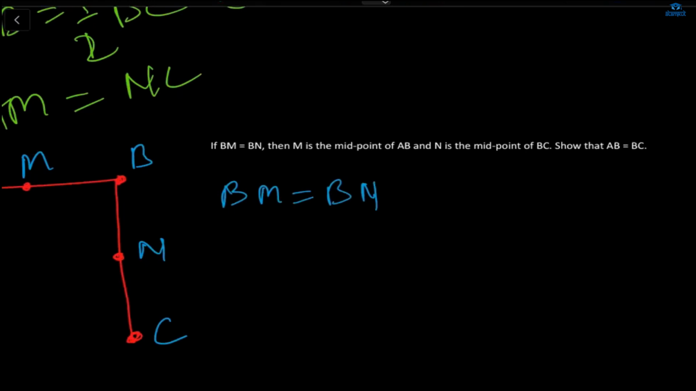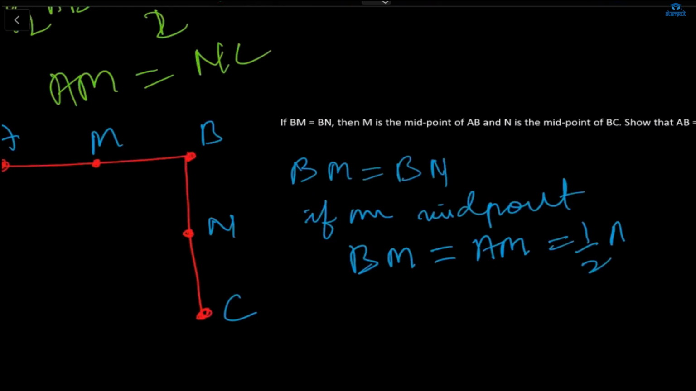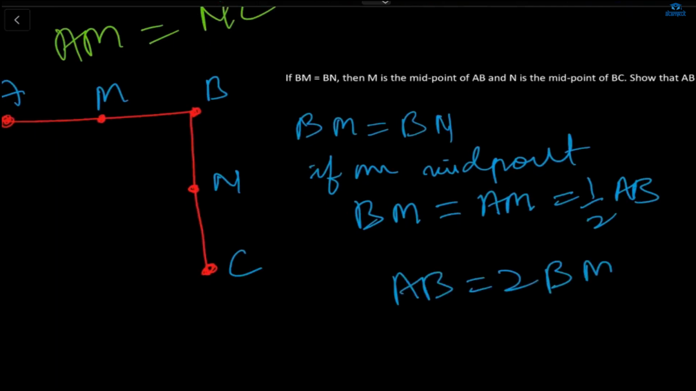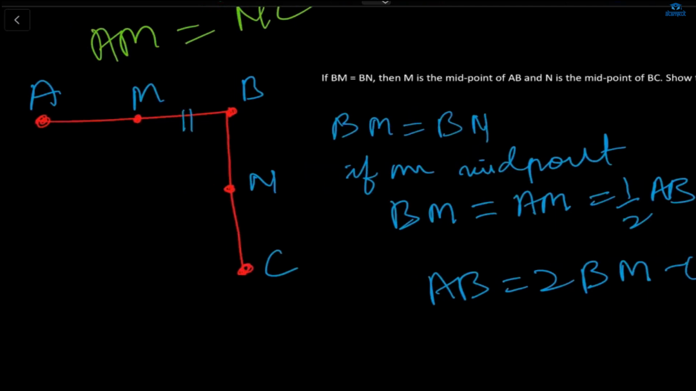Now if M is the midpoint, therefore BM is equal to AM, which is equal to half of AB. Or you can say that AB is equal to 2BM. This part BM is equal to AM, and BM is equal to half of AB. Or you can write that AB is equal to 2BM because BM and AM are both equal.